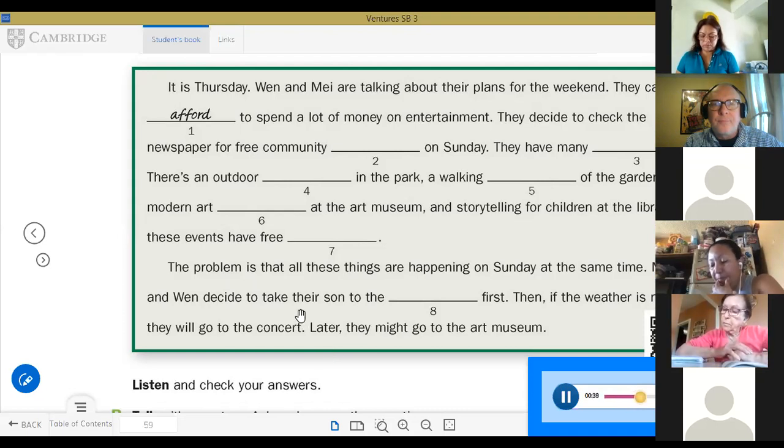The problem is that all these things are happening on Sunday at the same time. May and Wen decide to take their son to the storytelling first. Then, if the weather is nice, they will go to the concert. Later, they might go to the art museum.